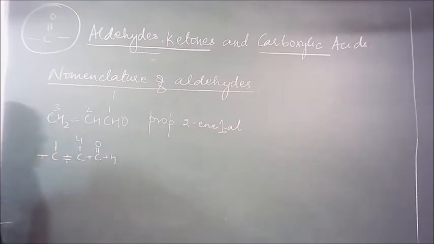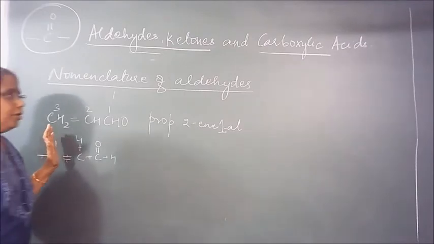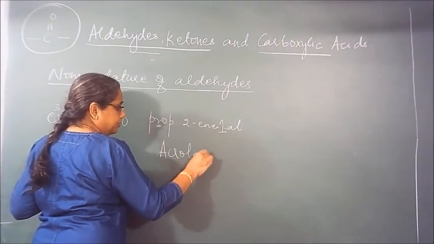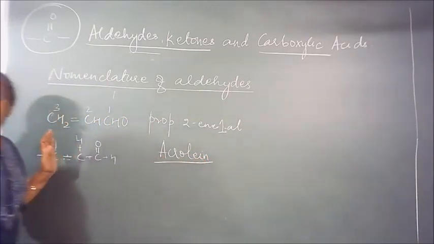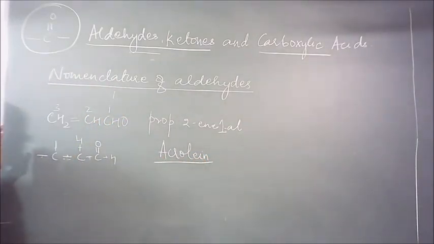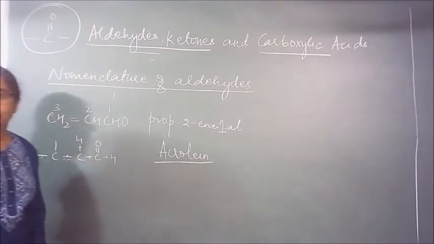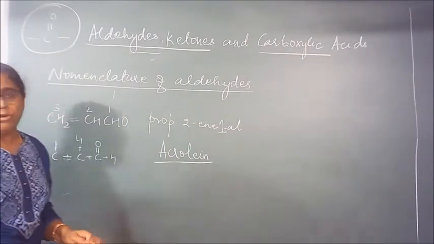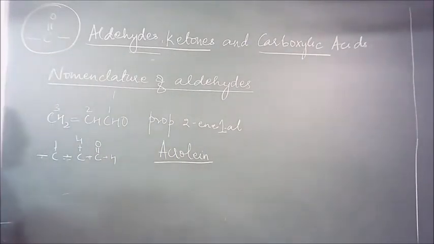Do you remember the name of this compound? This compound is commonly called acrolein. Somebody said it. Who said? Very good, Umati. It is commonly called acrolein. So CH2=CH-CHO. It is commonly called acrolein, and its IUPAC name is prop-2-en-1-al.